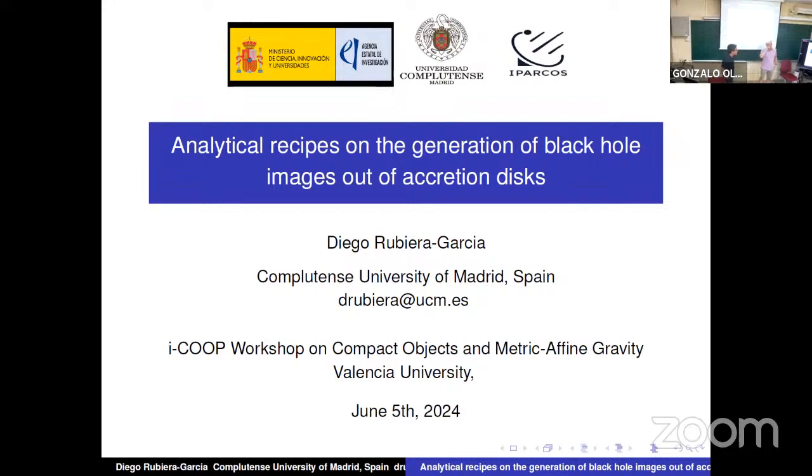Okay, so he's going to give the first lecture on the ray tracing code that we are promoting in this workshop. And well, he's a professor at the Complutense University of Madrid, and he's participating in this workshop to speak about compact objects and the characterization of their physical properties via the optical aspects, no? The emission from accretion disks around these objects. So, Diego, you can start whenever you want.